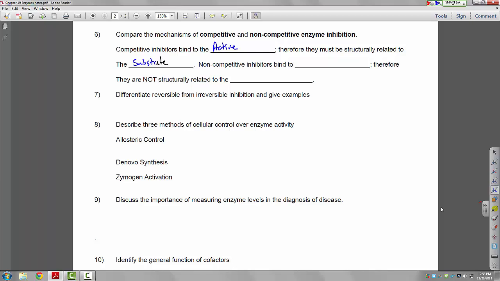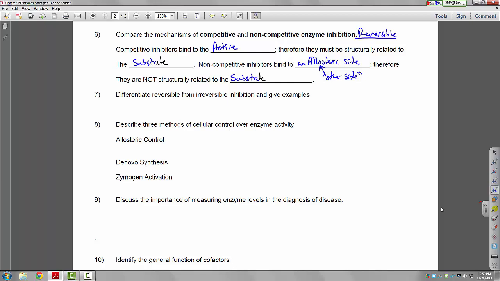Non-competitive inhibitors bind to an allosteric site. They use this term allosteric site. This simply means other site, a site other than the enzyme active site. Therefore, they are not structurally related to the substrate. They can be, but they don't have to be, because they're not binding the same place. They don't need the same types of interactions as a substrate. Both of these, competitive and non-competitive inhibition, are reversible.